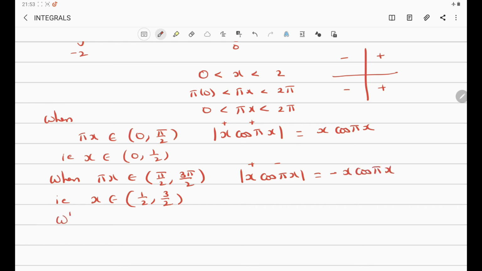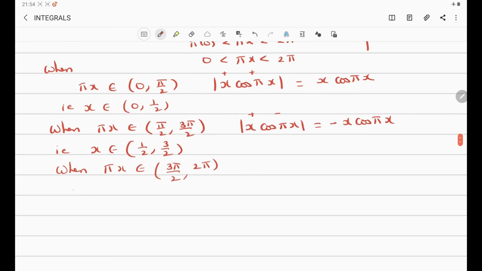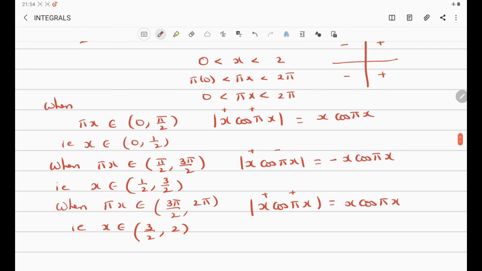And when pi x belongs to the fourth quadrant, that is 3 pi by 2 to 2 pi, that is x belongs to 3 by 2 comma 2. So modulus of x cos pi x, x is positive because it's a value between 3 by 2 and 2, and cos pi x is also positive, positive into positive is positive, so we get this as x cos pi x. So we could identify the intervals in which the function is positive or negative.